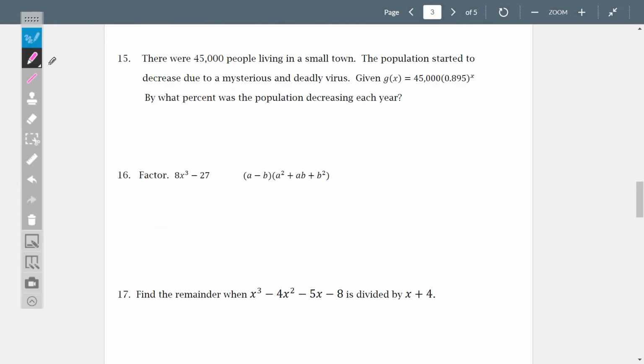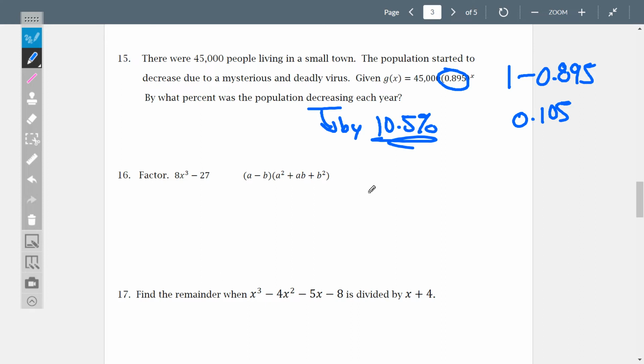There were 45,000 people living in a small town. The population started to decrease due to a mysterious and deadly virus. Given the function, by what percent was the population decreasing each year? So the factor here is going to tell us how much it's decreasing by. Because if we subtract this from 100%, it's telling us that every year there's 89.5% of the population left. So if I subtract that from 1, so 1 minus 0.895, I get 0.105. So this was decreasing by 10.5% every year.